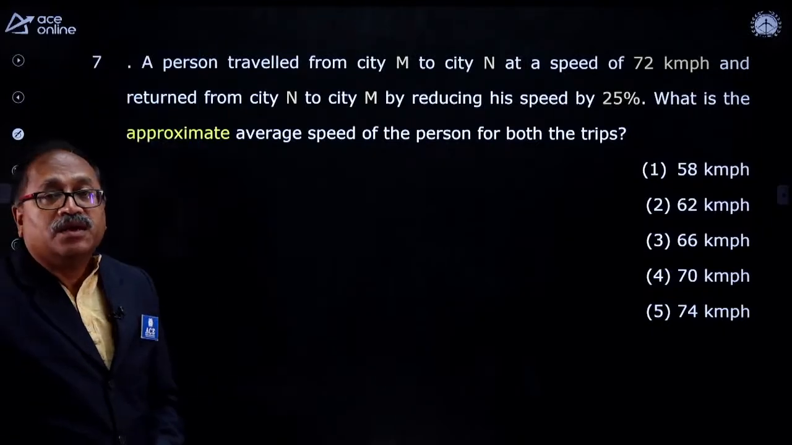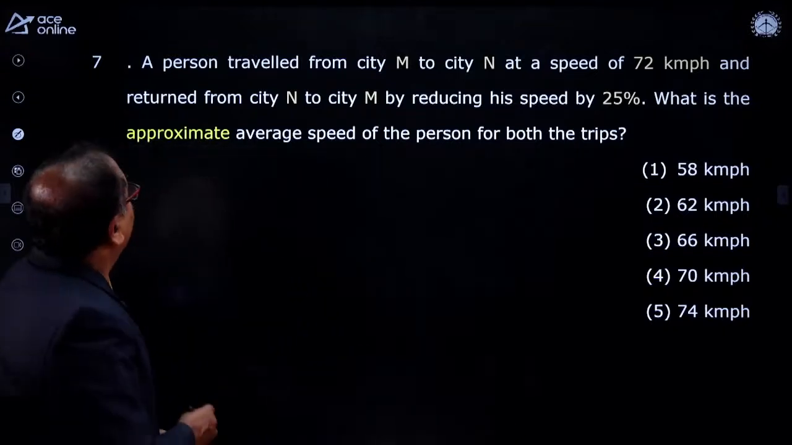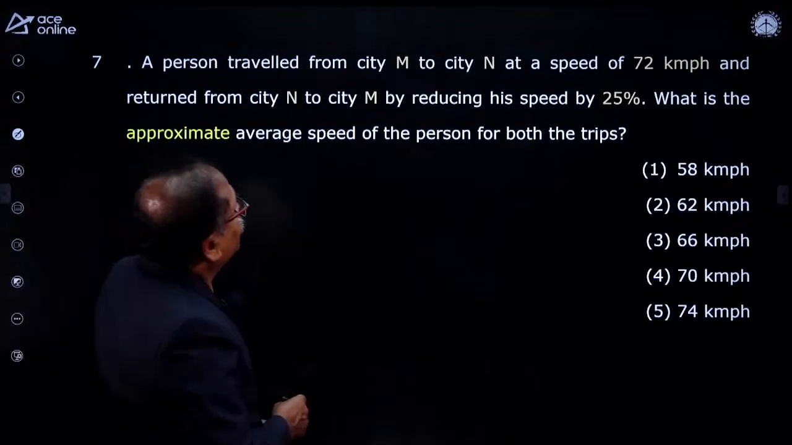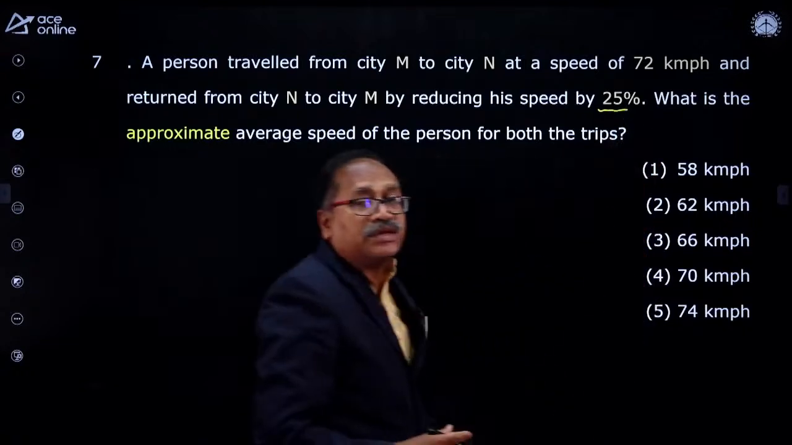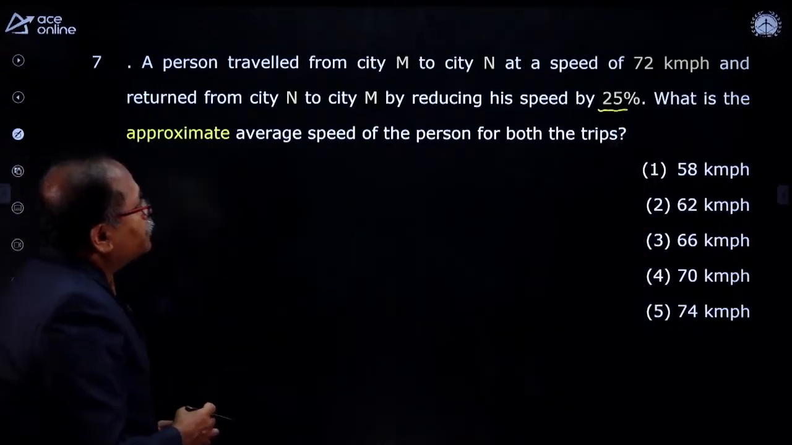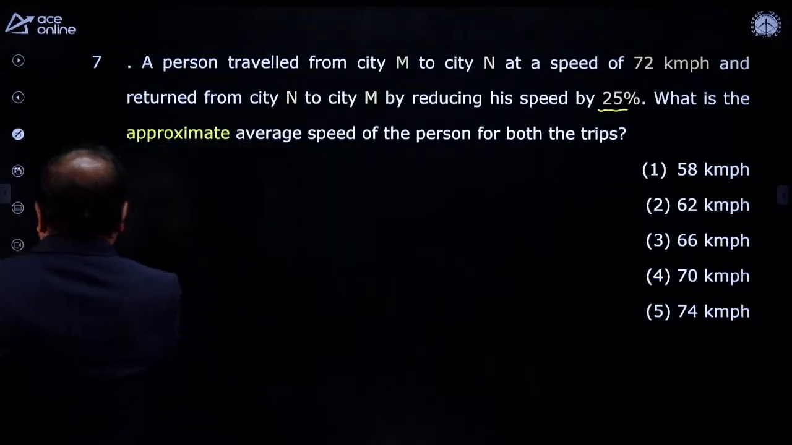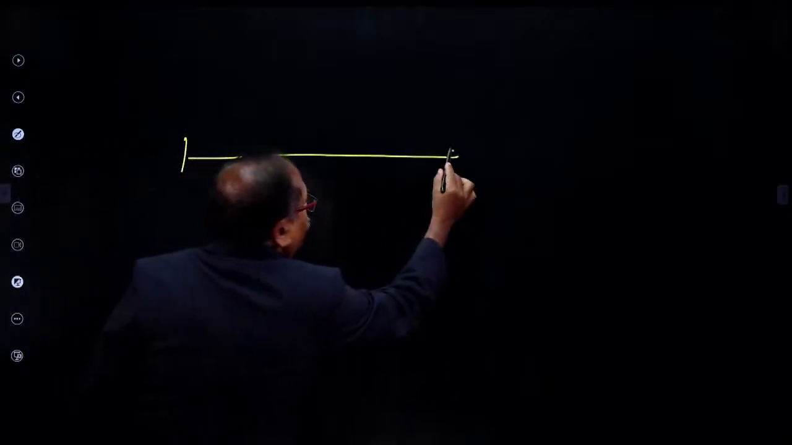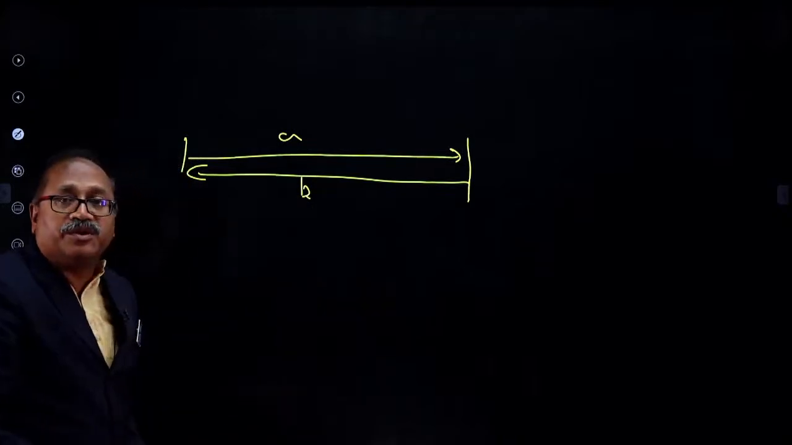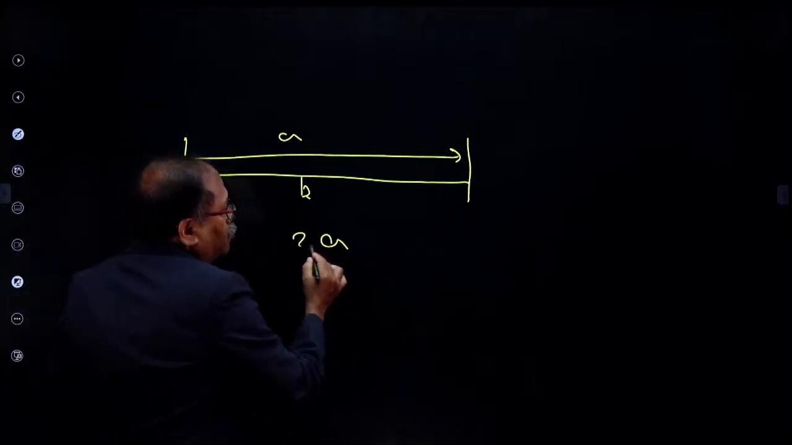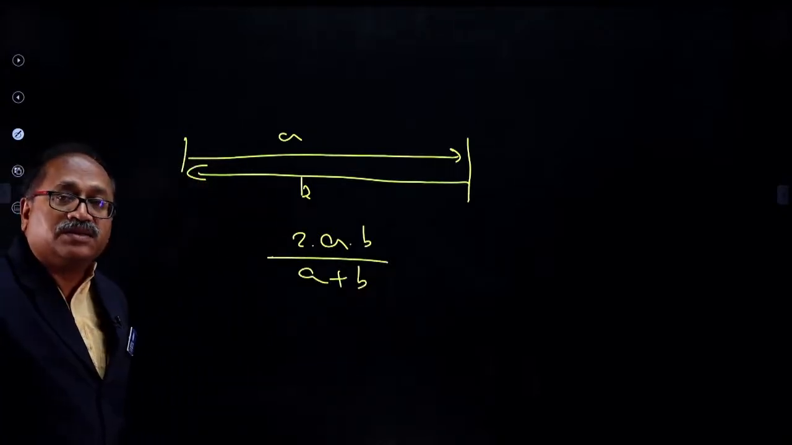Now, a person travels from M to N at a speed of 72 km per hour and returns from N to M, reducing the speed by 25%. What is the approximate average speed of the trip? You know that when the distance is the same, going and coming back, this is A km per hour, this is B km per hour, the average speed will be 2AB by A plus B. Can I apply this formula to answer this question?